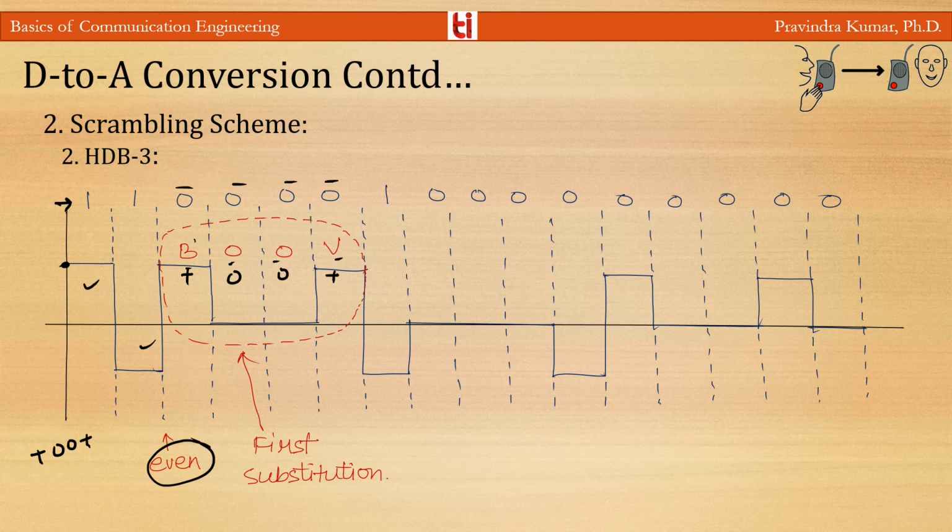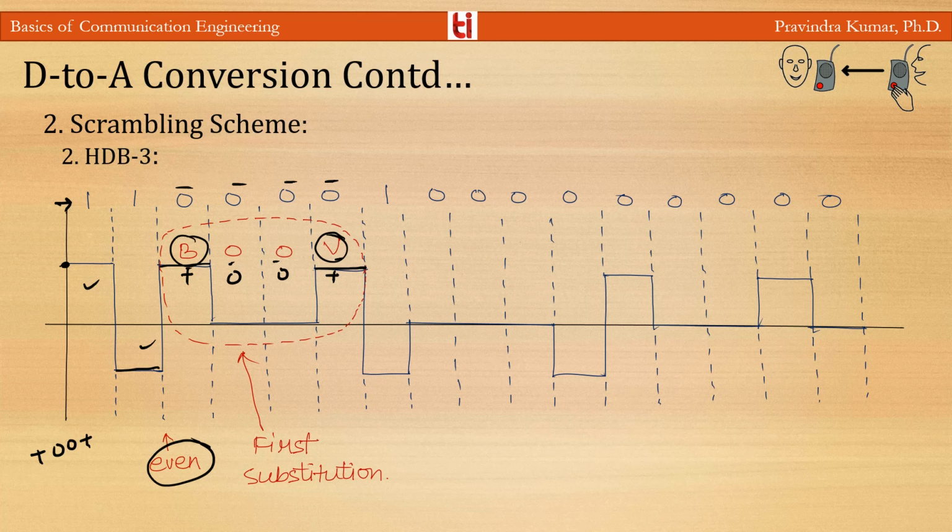This is according to AMI, because this is minus and we have the pulse at plus, but here this should be minus, but we are having plus according to the HDB3 rule. So this is the violation of the AMI rule.